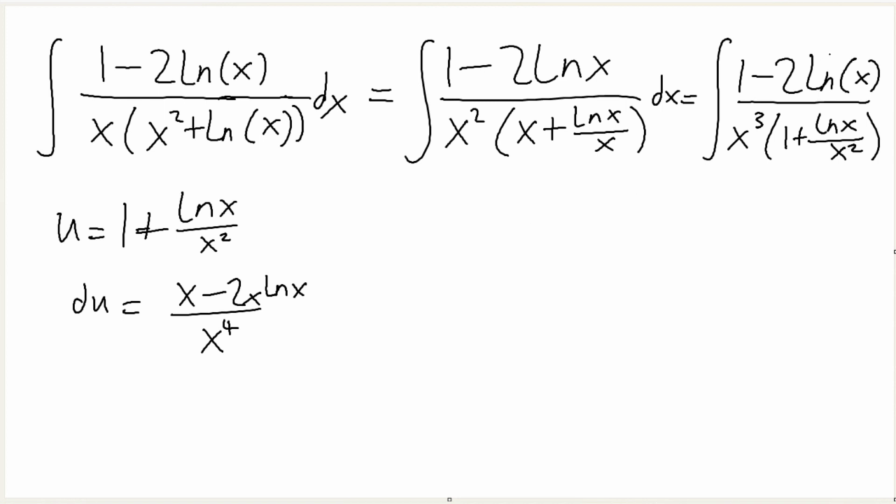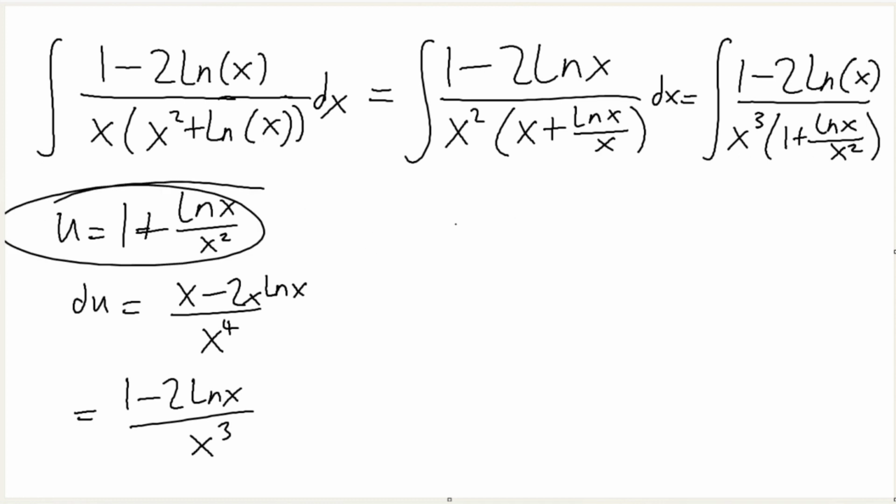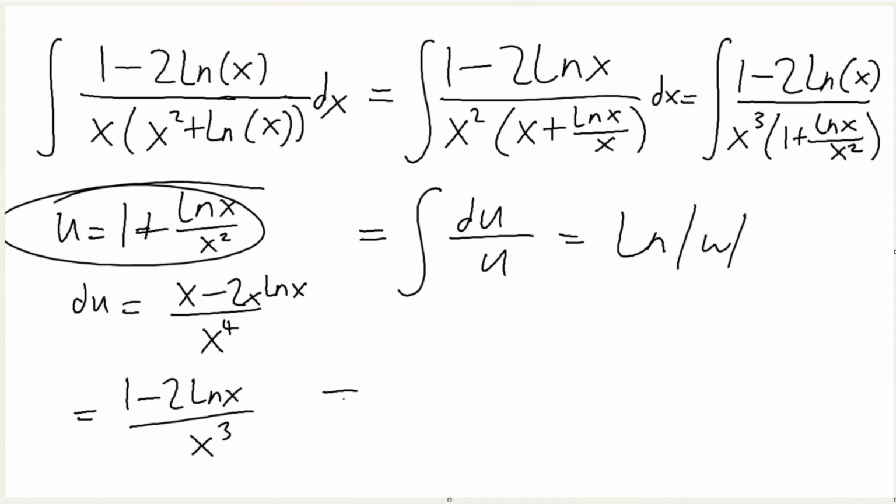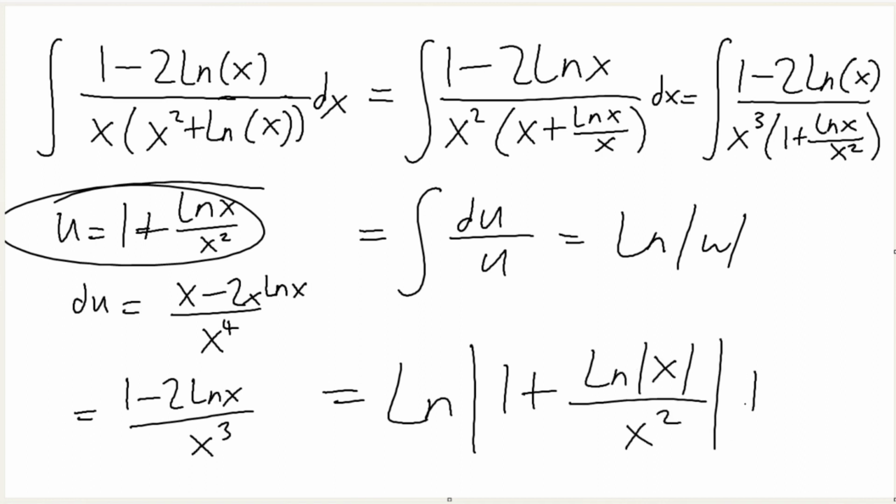Alright, is that the same thing as this? We can simplify it to check. Oh, wait a minute, there's x on both sides. We could factor that x out. 1 minus 2 ln of x over x cubed. Is that the same thing? Yes, it is! Aha! So now we have our u. So now this is equal to the integral of du over u. This is equal to ln of u. So our answer is ln of u, which is ln of 1 plus ln of x over x squared, plus c.